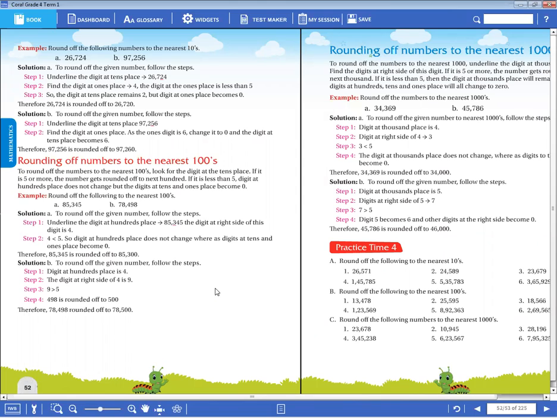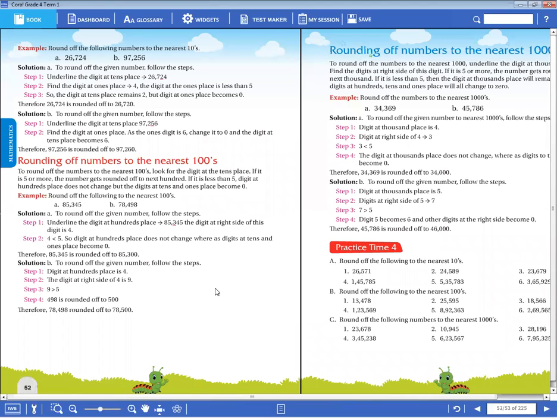Now tell me one more. 97,256. What is the nearest tens here? What is the nearest tens, dear children? Very good. Because here at the ones place, what have they given? 6. 6 is greater than 5, no? So we have to take the next tens. What is the next tens? After 50 comes 60. Okay? Like this, 97,260. Have you understood, dear children? Now next.